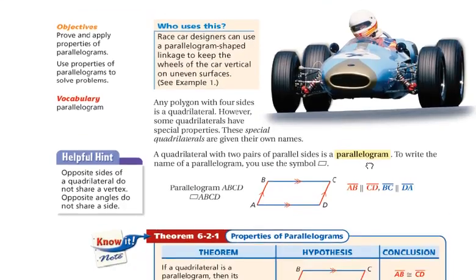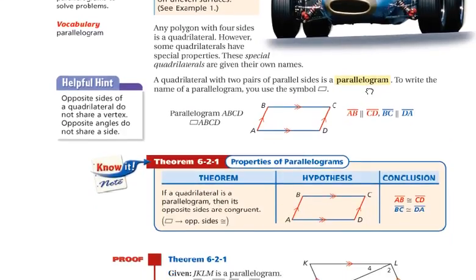A parallelogram is a quadrilateral with two pairs of parallel sides. As an example here, I have a parallelogram where sides AB and CD are parallel to each other, as well as sides BC and AD. Those are also parallel to each other.